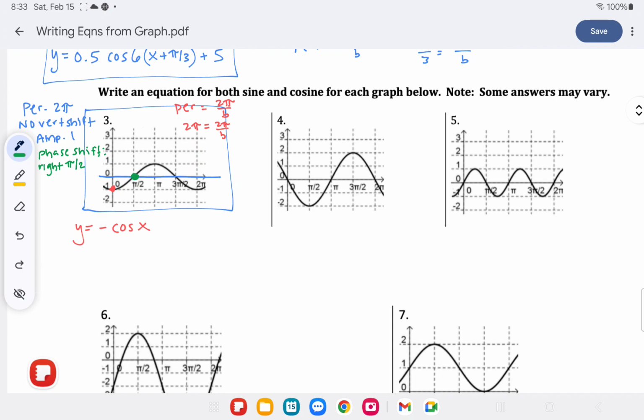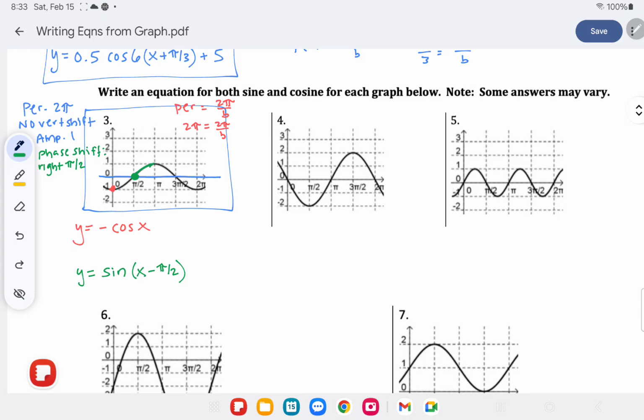So if I write this as a sine function with a shift of right pi over 2, my sine function is going to be positive. There's no reflection because we're starting by going up. So it's going to be positive. Our amplitude is still 1. Our b is still 1. But our phase shift is right pi over 2. And there's no vertical shift.